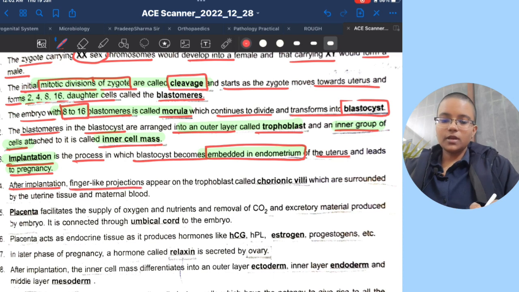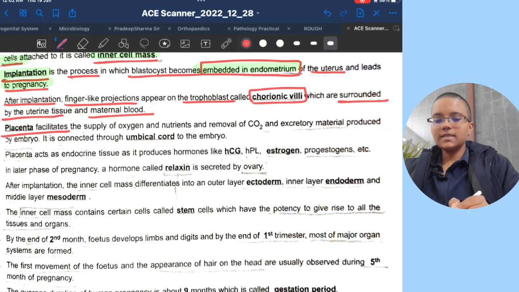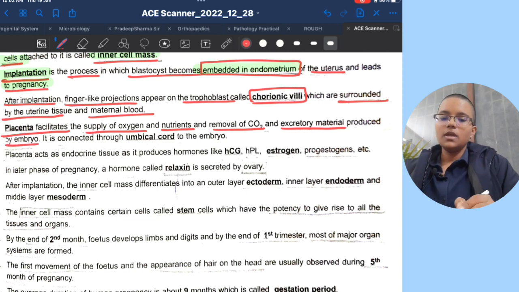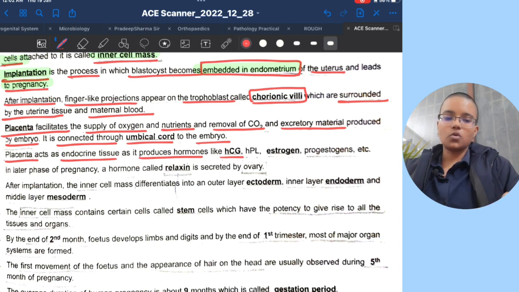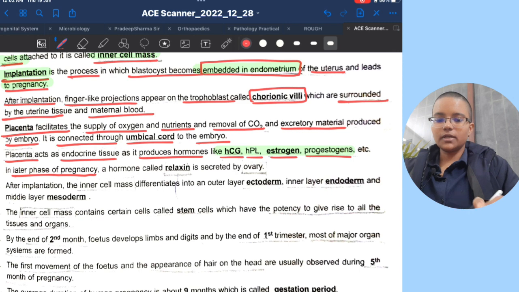After implantation, finger-like projections appear on the trophoblast called chorionic villi, which are surrounded by the uterine tissue and maternal blood. The placenta facilitates the supply of oxygen and nutrients and removal of CO2 and excretory materials produced by the embryo. It is connected through the umbilical cord to the embryo. The placenta acts as an endocrine tissue as it produces hormones called hCG, hPL, estrogen and progesterone. In the latter phase of pregnancy, a hormone called relaxin is secreted by the ovary.